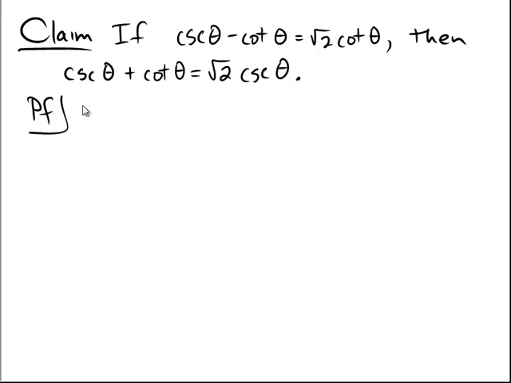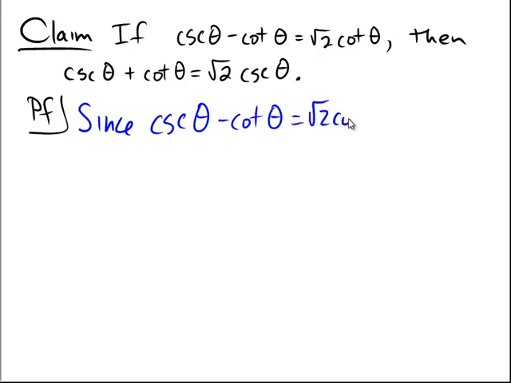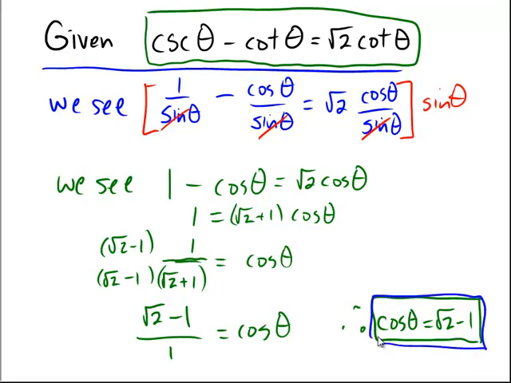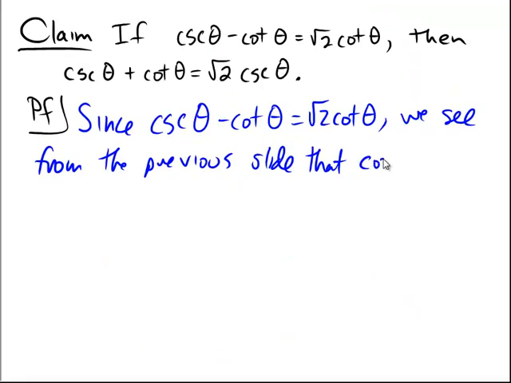Why? Well, since cosecant theta minus cotangent theta equals rad 2 cotangent theta, we see from the previous slide, which was just using some trig identities, that, what did we conclude? Cosine theta equals rad 2 minus 1. Right? So, add 1 to both sides.